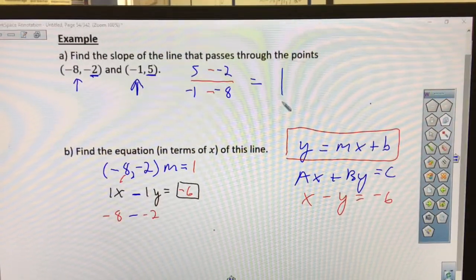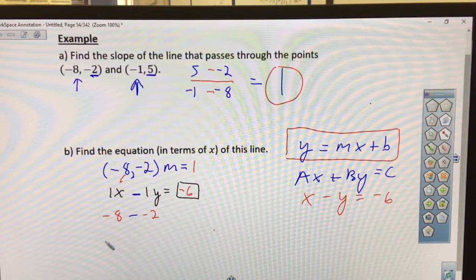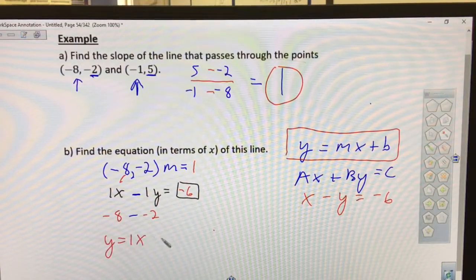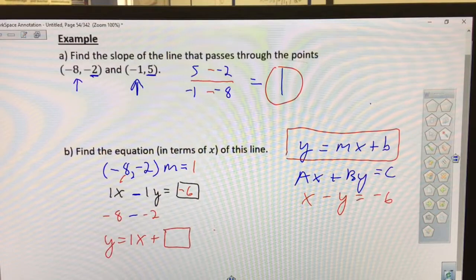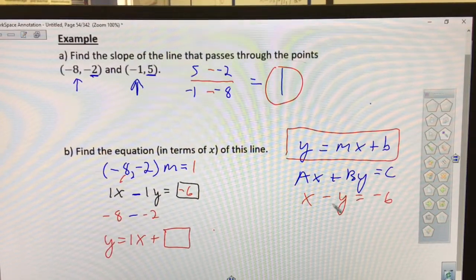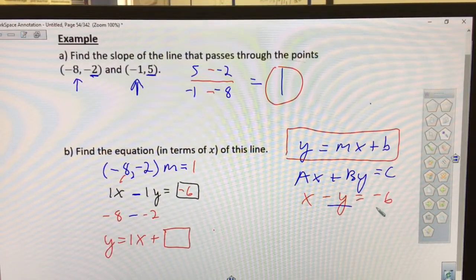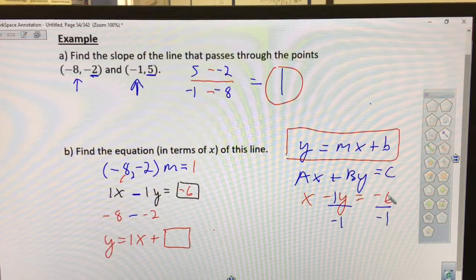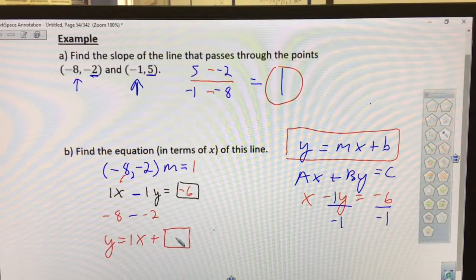What's the slope of the line? 1, isn't it? So now I'm going to do y equals 1x plus, I need to know what the b is. In order to find b, you go over to this equation, and you divide both of them by what's in front of the y. What's negative 6 divided by negative 1? So it's y equals x plus 6. So the y equals mx plus b equation is y equals 1x plus 6.